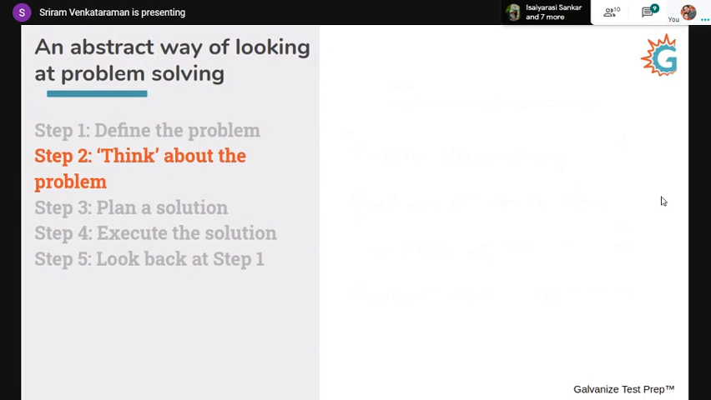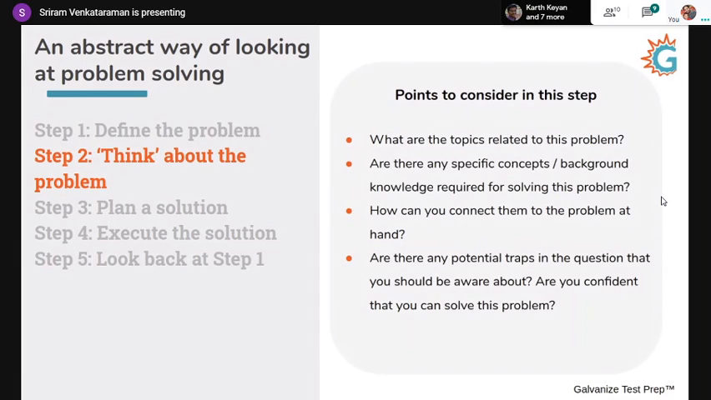The second step is to think about the problem. Are there any specific concepts? Is there something that I've already learned which will help me solve this problem? Do you know how to connect them? So let's say, for example, you see a triangle. Maybe your mind goes to, okay, this is a right triangle. Can I use Pythagoras theorem here somewhere? That's how you're going to think about the problem.